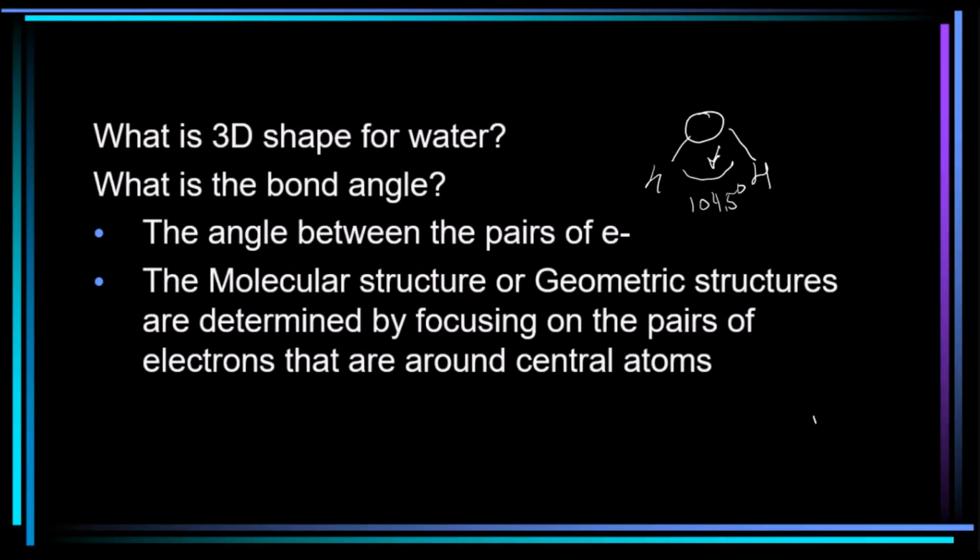The molecular structure or the geometric structures are determined by focusing on the pairs of electrons that are around the central atom. Basically, if you can count to 6, you should be able to get this right.